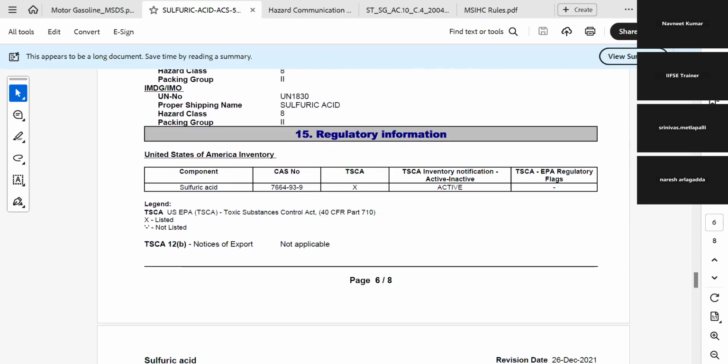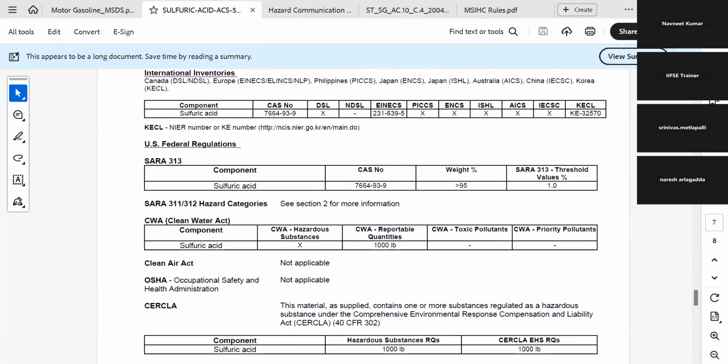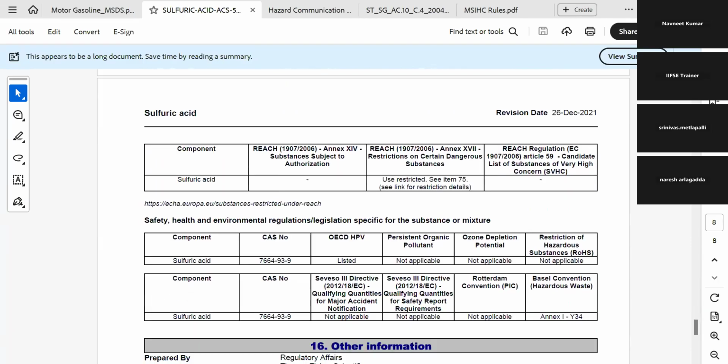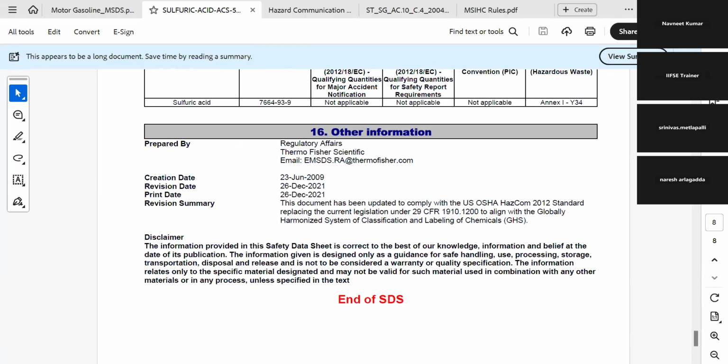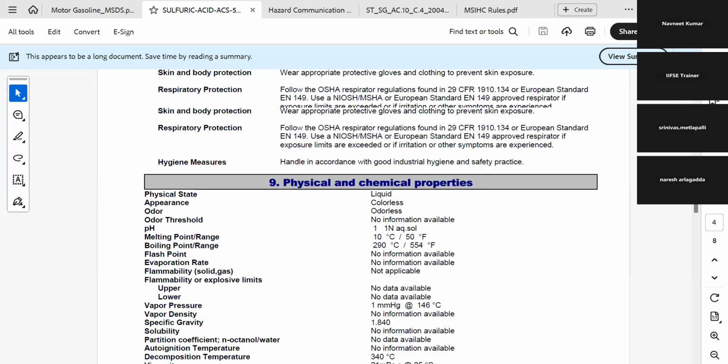Then regulatory information. The CAS number, as I mentioned, is a tracking number where you can track. And TSCA, Toxic Substances Control Act, it is active. I think it is a registry, if I'm not wrong. These are some of the registries where this specific chemical is registered. Then other information which is miscellaneous. Okay, this is about MSDS.